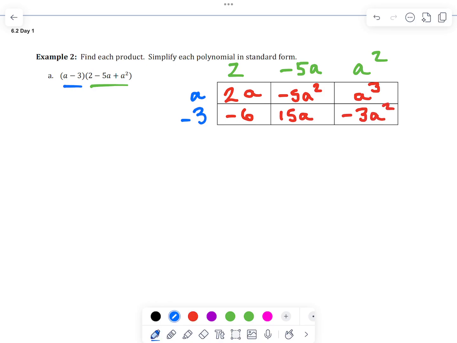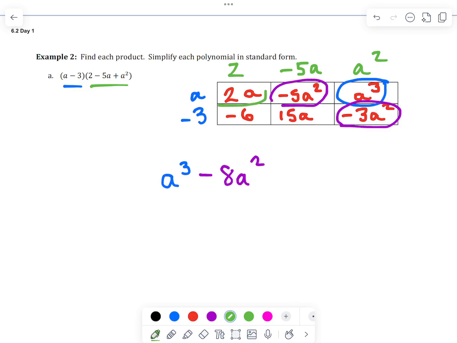And now we put it in standard form. So the highest term is a cubed. Then we have negative 5a squared, and negative 3a squared become negative 8a squared. And then we have positive 2a and positive 15a becomes 17a. And then we're left with our constant of negative 6.